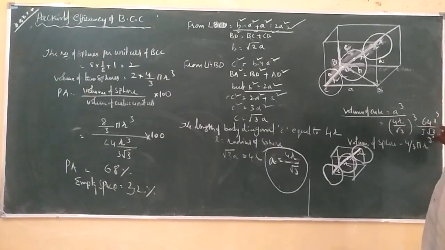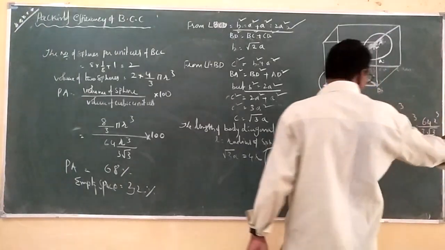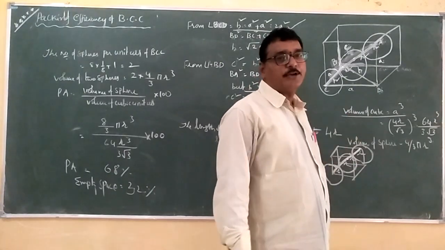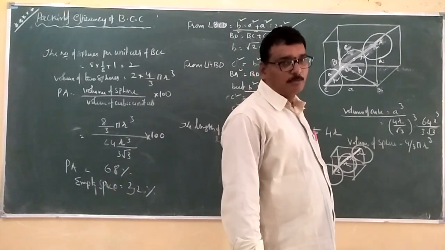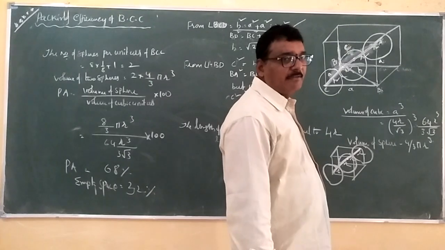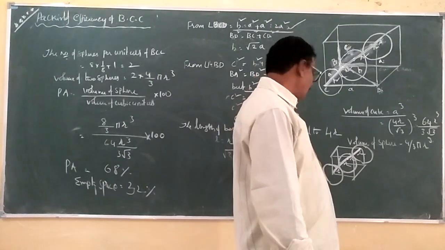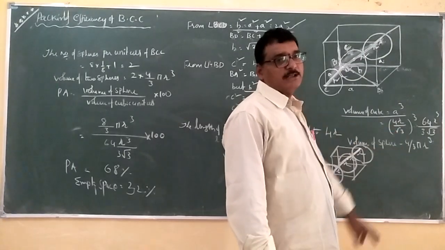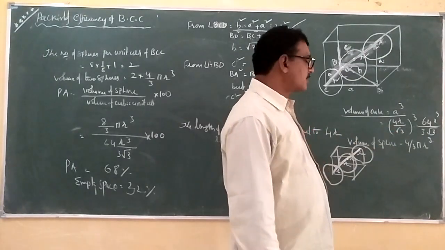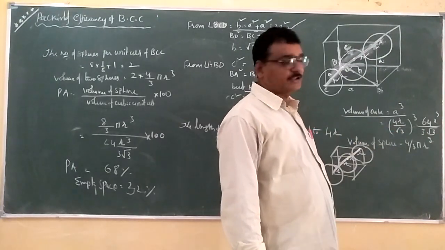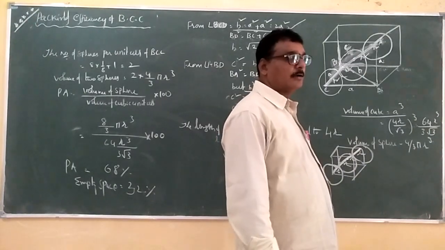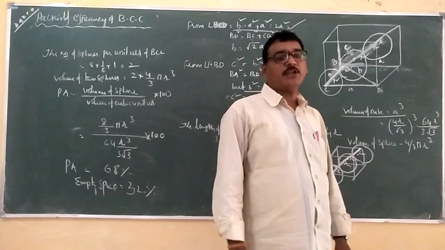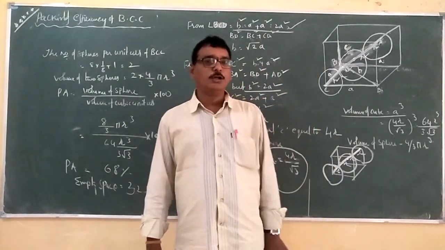Therefore 64R cubed divided by 3 root 3 is equal to the volume of the cube. The formula is A cubed, and A value is 4R by square root 3, so A cubed is 4R by square root 3 whole cubed, which is 64R cubed divided by 3 root 3. Next, volume of sphere, what is the formula? 4 by 3 pi R cube.